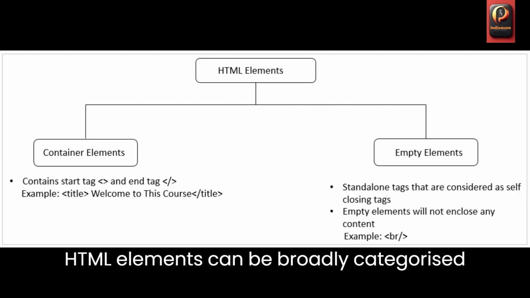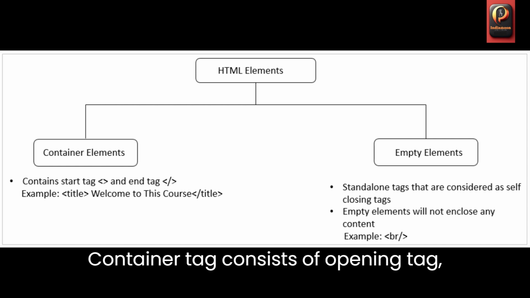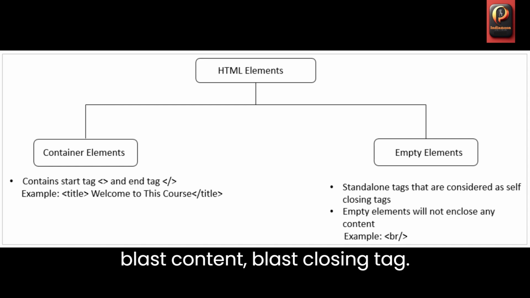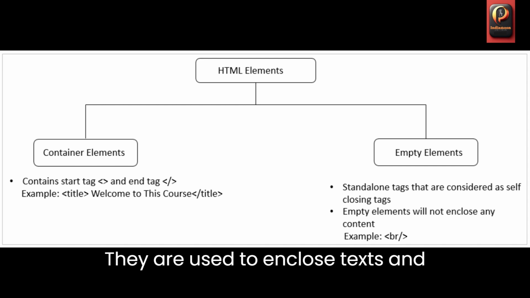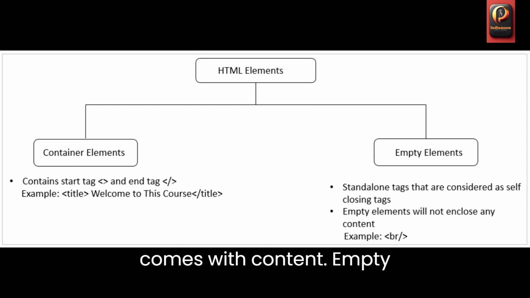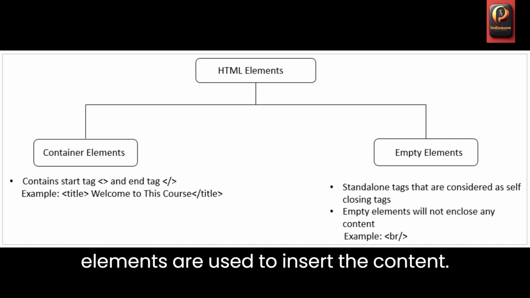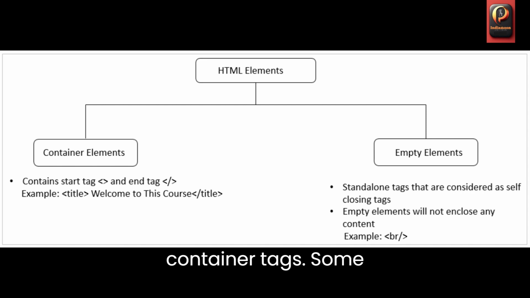HTML elements can be broadly categorized into two, as below. Container tag consists of opening tag plus content plus closing tag. They are used to enclose texts and images. Container tag always comes with content. Empty elements are used to insert the content. Empty tags can be used inside the container tags.